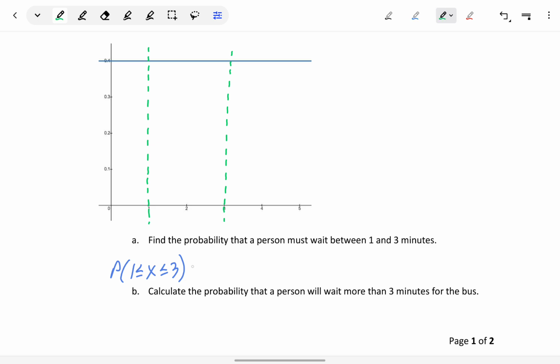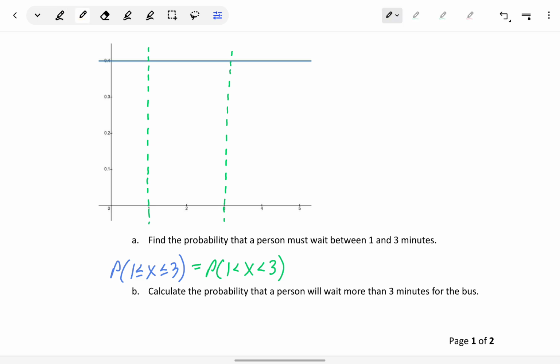As a quick side note here, with the binomial distribution and discrete distributions, it was important whether our inequalities were strict, meaning just less than or just greater than, or if they had that or equal to statement. But with continuous distributions, this probability is exactly the same as the probability that 1 is less than x is less than 3. And so essentially we don't need to worry about whether those inequality statements are strict or not.